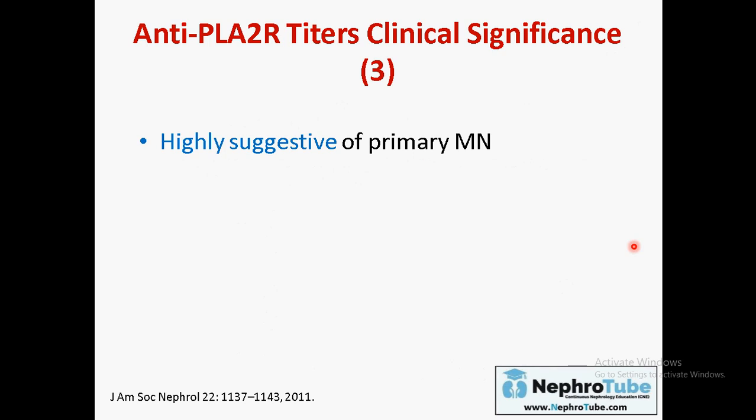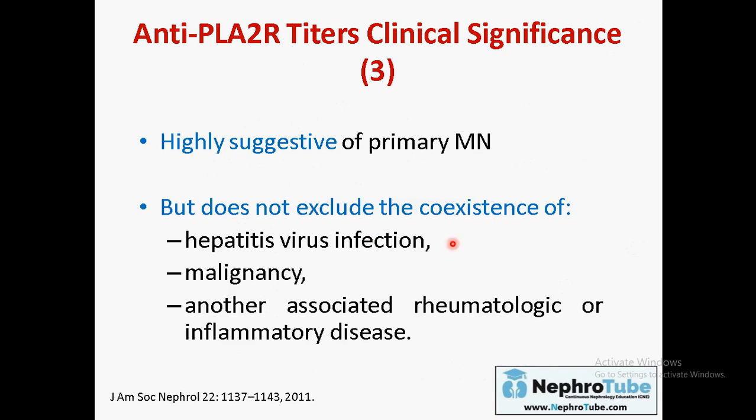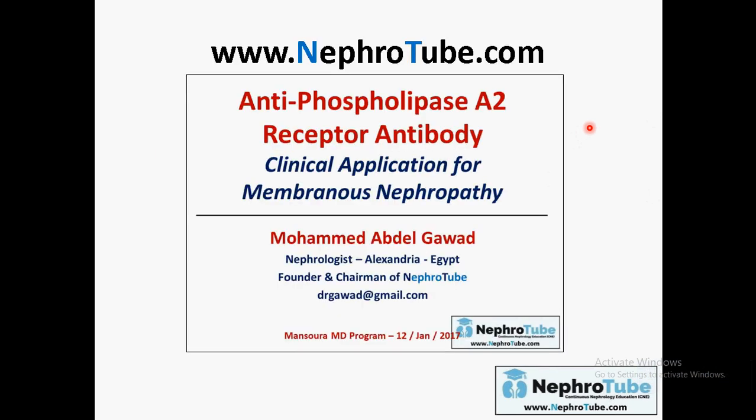So to summarize the clinical significance of membranous nephropathy and anti-phospholipase receptor antibody, the presence of anti-phospholipase A2 receptor antibody is highly suggestive of primary membranous nephropathy, but it doesn't exclude the coexistence of other secondary causes, especially if there is other highly suspicious evidence for secondary membranous nephropathy. And this is what I will talk about in my next lecture, how to differentiate between primary and secondary membranous nephropathy. Regarding anti-phospholipase A2 receptor antibody, it is a very important topic with more details, more evidence, more research.